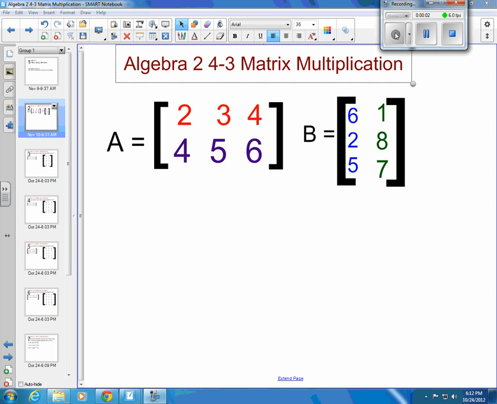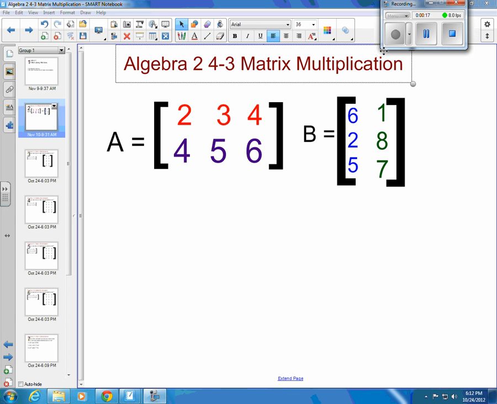Algebra 2. This is 4.3, Chapter 4, Section 3, Matrix Multiplication. And let's just cover in this first video the bare basics of it. So how do you do it, and can you do it or can't you do it? Just kind of that whole discussion there.